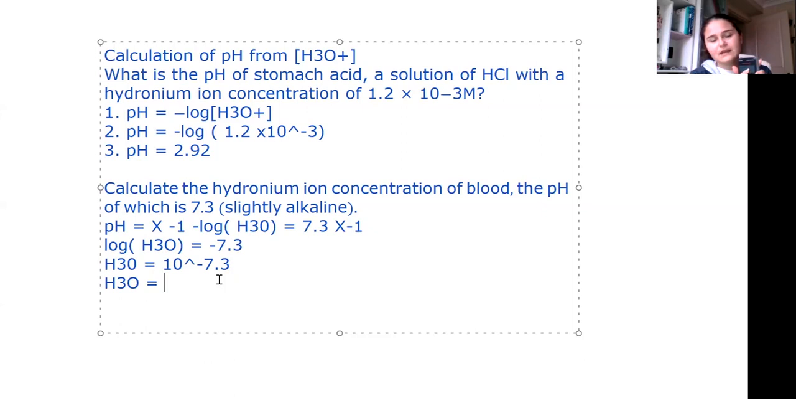It's just an example. I want to show you why we're doing this. So you're going to get 2, right? In this situation, it's the exact same. If I put 10 to the power of log H3O, my answer is going to be H3O. Does that make sense?